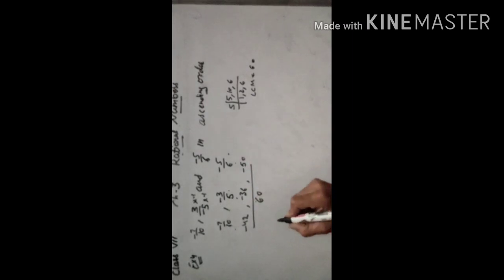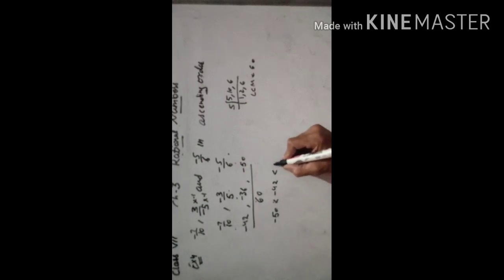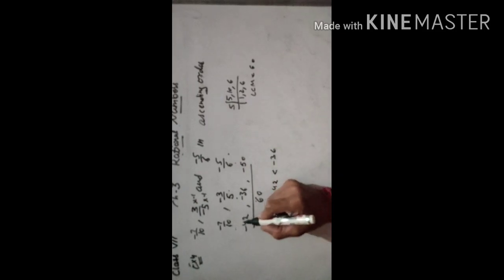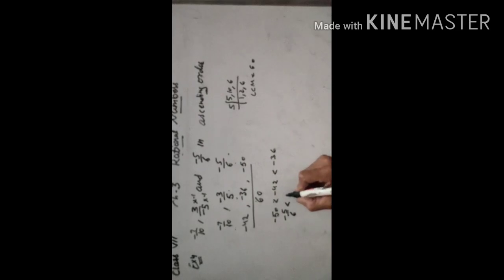Now we know -50 is smaller than -42, and -42 is smaller than -36. So -50, that means -5 by 6, is less than -7 by 10 and less than -3 by 5. So this is the ascending order. First we write -5 by 6, then -7 by 10, then -3 by 5.